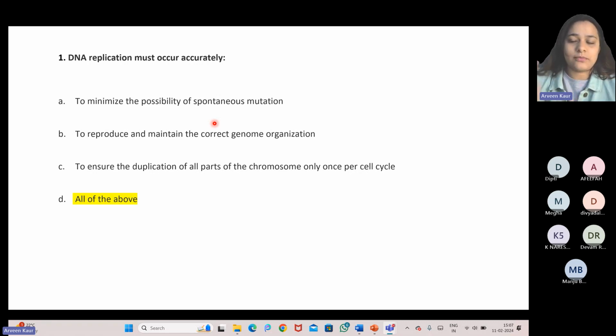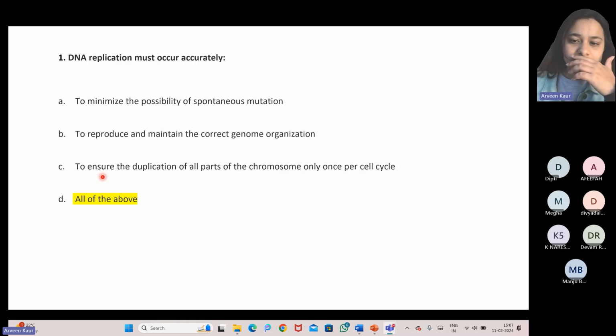A, because T is complementary to A, right? So this will lead to one base change in that particular DNA that is being replicated. So to minimize such possibilities, we need this particular process of DNA replication to be very, very accurate.